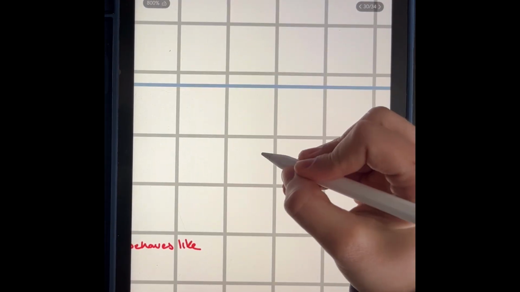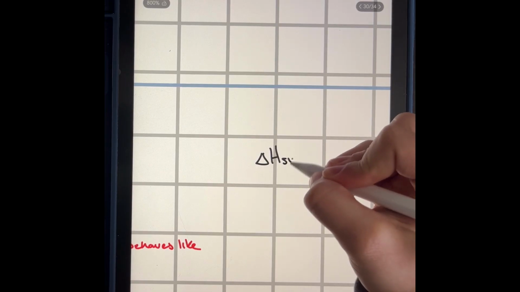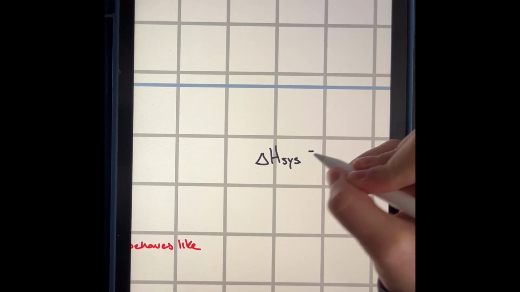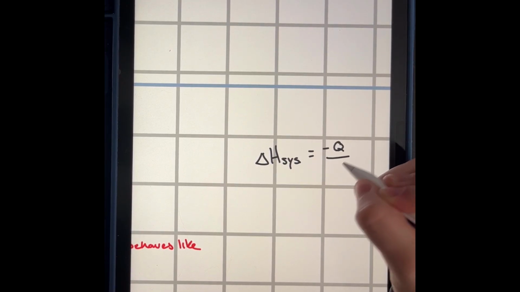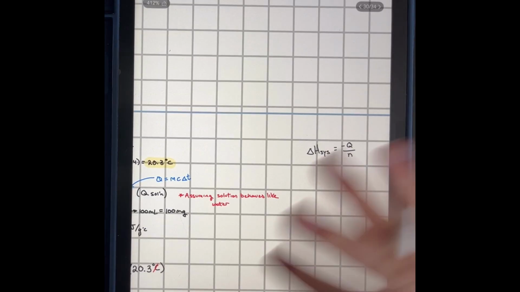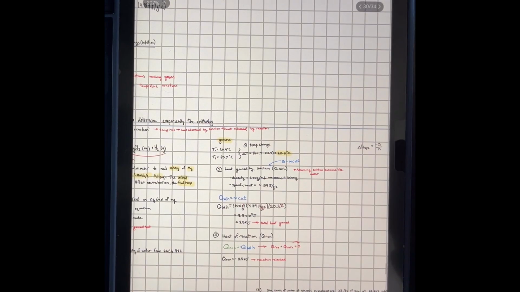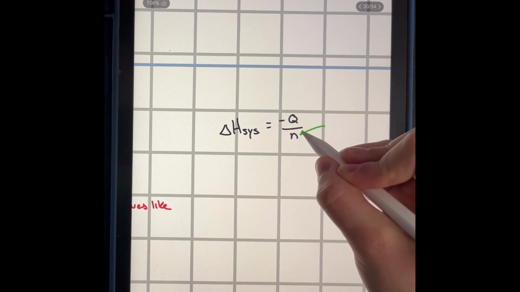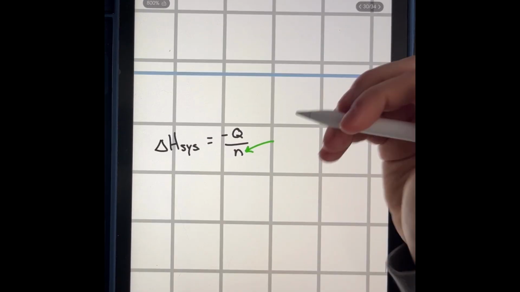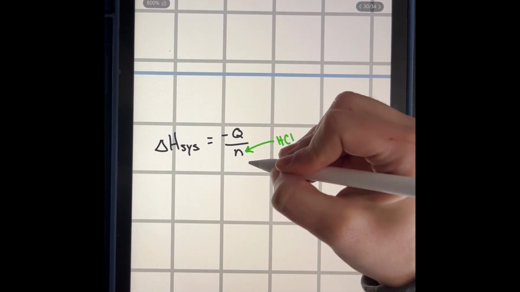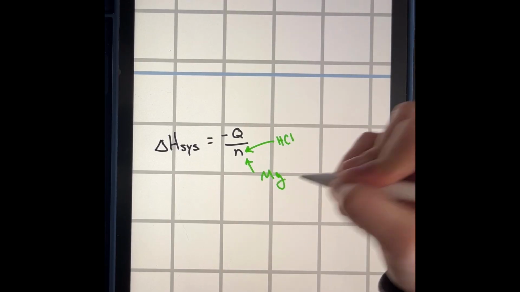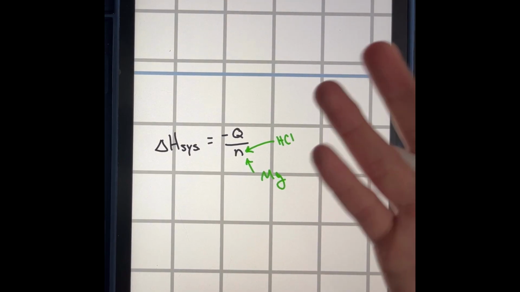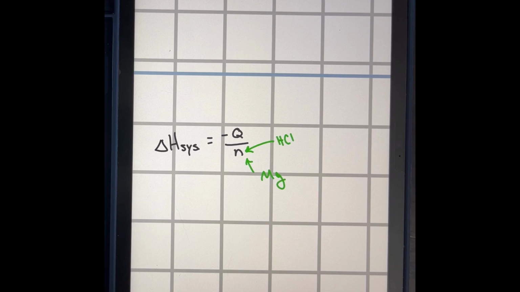We want to find delta H of the system, so we can have negative Q over n. Now the issue here is that we have two reactants. To determine which one's moles to use, we have our HCl, and then we also have our Mg. So which one do we use? Well, we use the one with the smallest moles, so that's finding the limiting reagent.